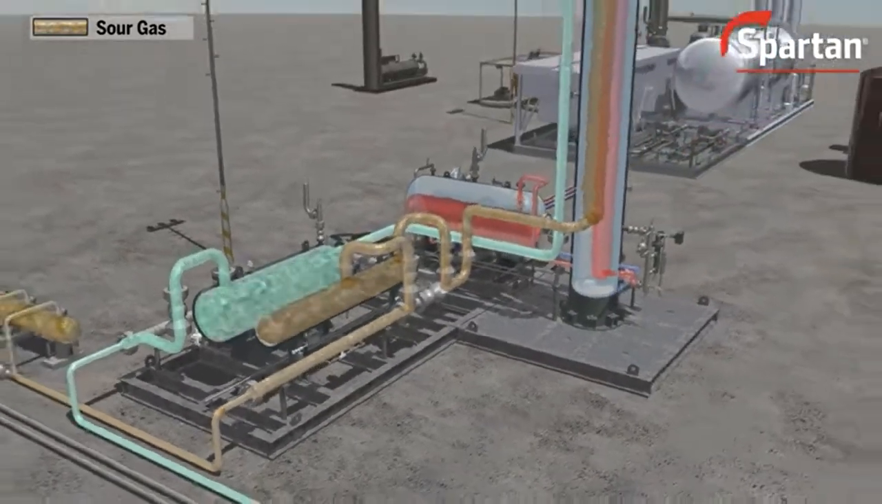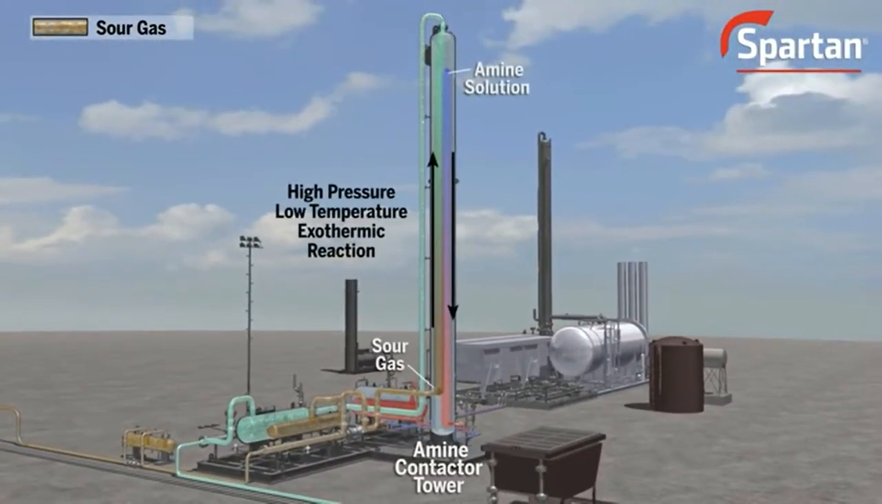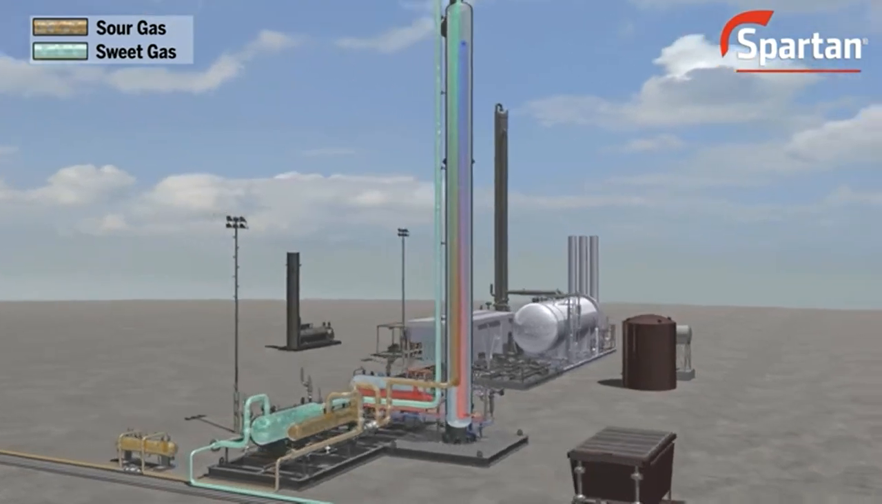The sour gas then enters the bottom of the amine contactor tower, where it flows upwards, contacting a counterflowing solution of amine and water. This exothermic reaction is induced at high pressure and low temperature through either packing or trays in the tower, enabling the amine solution to remove H2S and CO2 from the gas. The treated or sweet natural gas flows out of the top of the contactor tower to an after scrubber, where any liquid picked up by the gas in the amine contactor drops out.